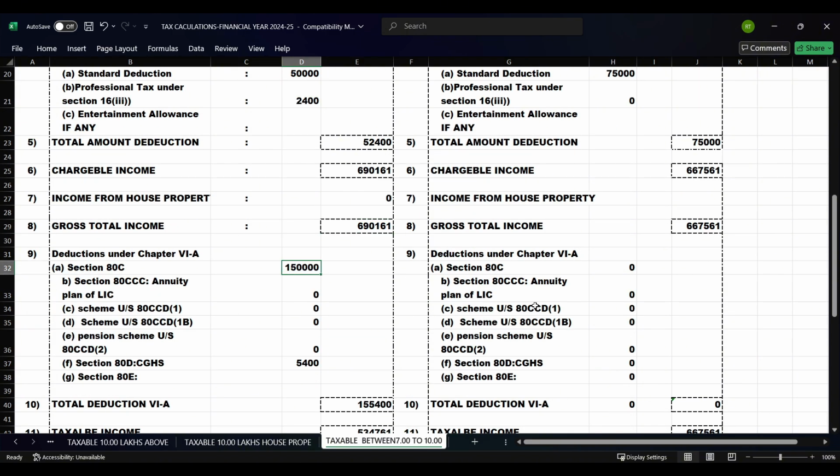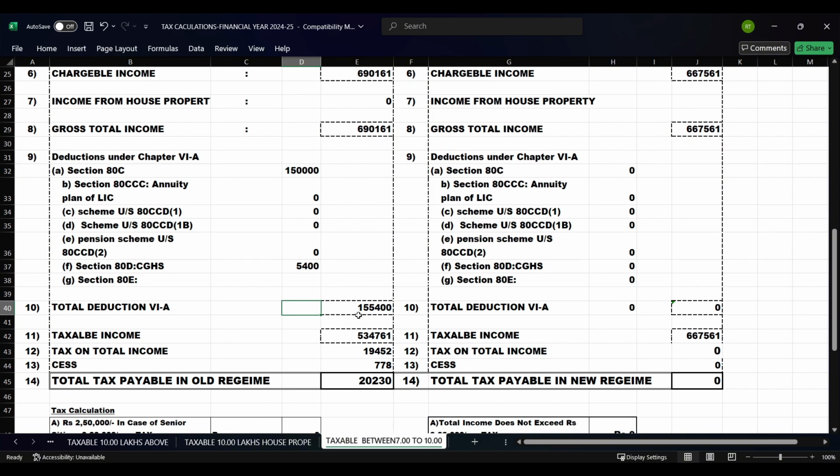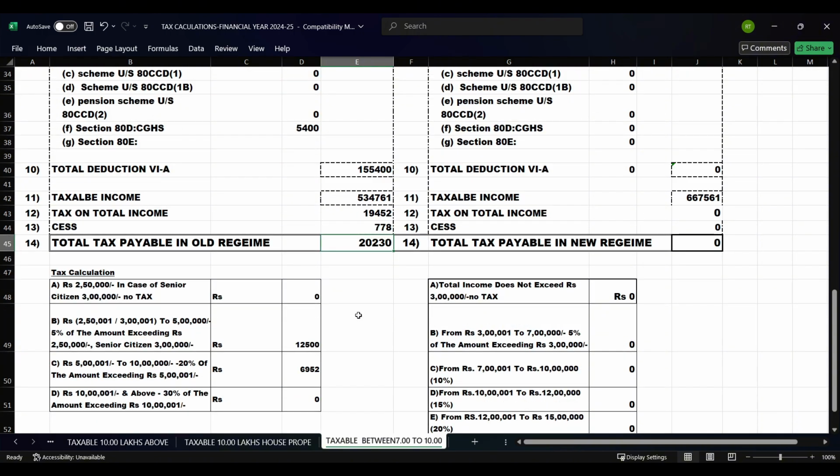Mr. Raju has an 80C deduction of 1 lakh 50,000, as well as health insurance under section 80D. Total deduction comes to 1 lakh 55,400. So total taxable income here comes to 5 lakhs 34,761. As per the calculation sheet, he has to pay 20,230 in the old regime.